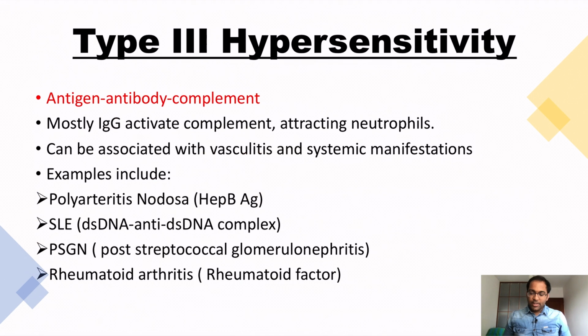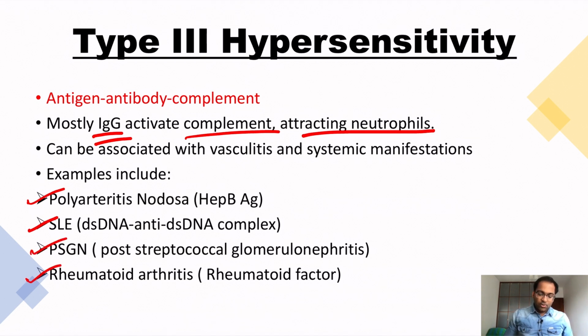Next is type 3 hypersensitivity reaction, and here you have to remember three words together: antigen, antibody, complement. Now this whole is a complex, right? Now mostly IgG activates complement, attracting neutrophils. Now the examples that include are polyarteritis nodosa. This is a type of vasculitis. Vasculitis means inflammation of a vessel. SLE is lupus, and PSGN stands for post-streptococcal glomerulonephritis. And the last is rheumatoid arthritis. It is due to the rheumatoid factor. So these are the examples that you should be aware of regarding type 3 hypersensitivity.